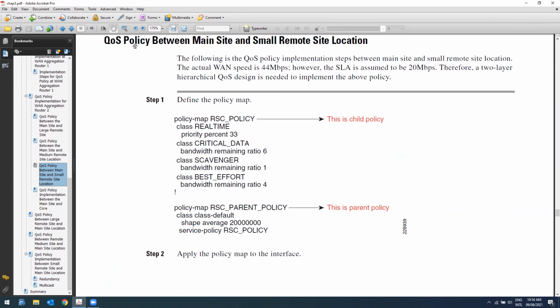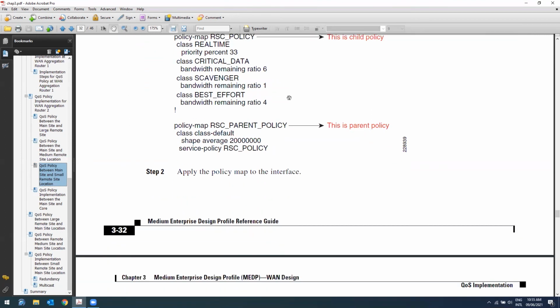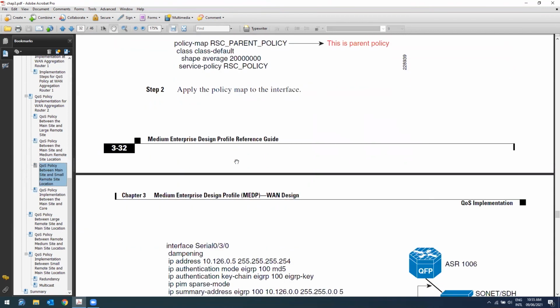Okay, so then QoS policy between main site and small remote site location. The following is the QoS policy implementation steps between main site and small remote site. The actual WAN speed is 44 Mbps, however the SLA is assumed to be 20 Mbps. Therefore, a two-layer hierarchical QoS design is needed to implement the above policy. And then it gives you the steps of what you have to do.